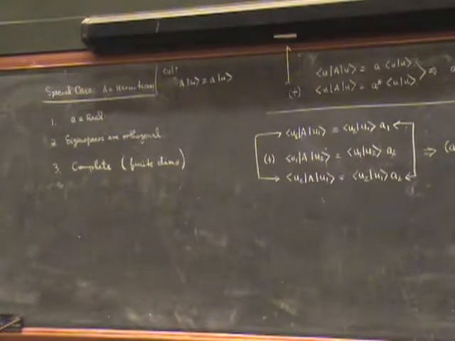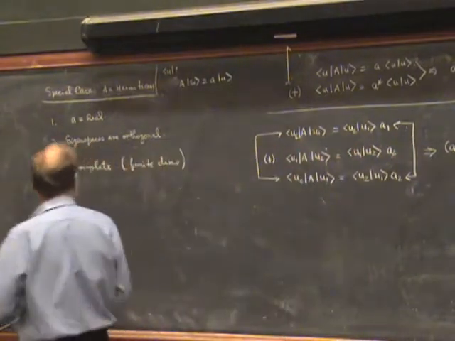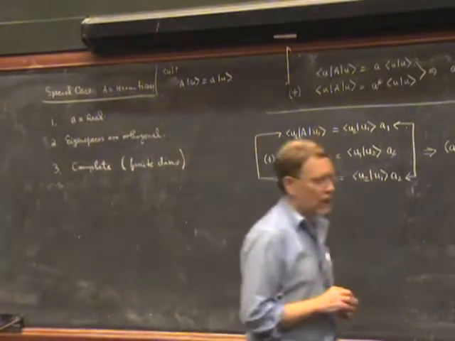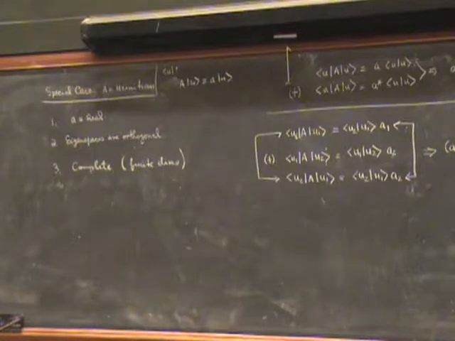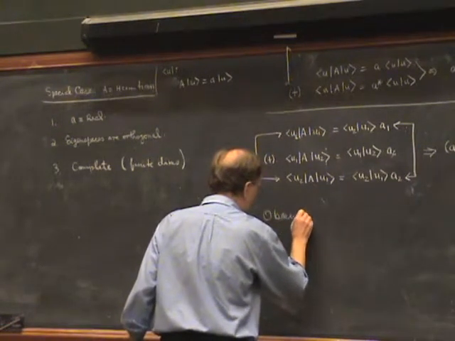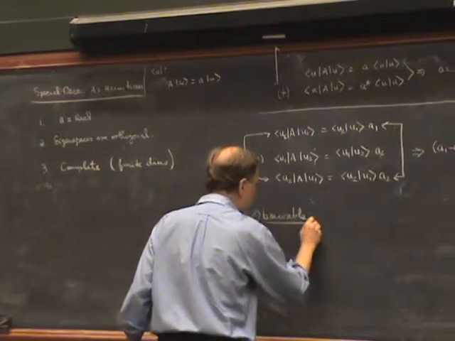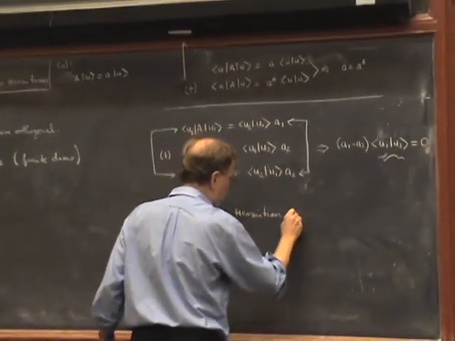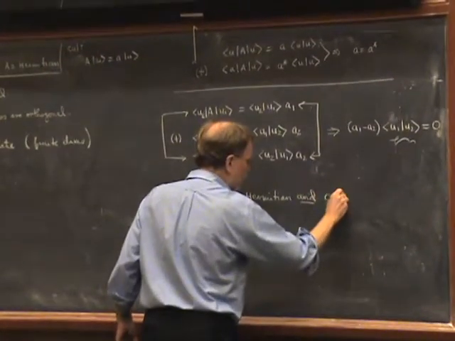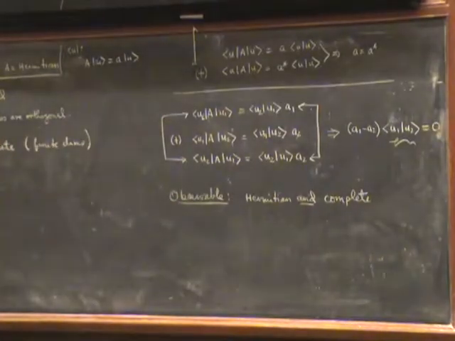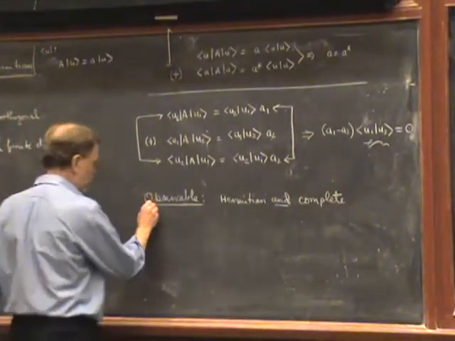In any case, in infinite dimensions, a Hermitian operator is not necessarily complete. And so what we do is introduce a new definition, which is that of an observable. An observable is an operator which is Hermitian and complete. It's not necessary to add the second part if you're in finite dimensions. In infinite dimensions, you should do this.